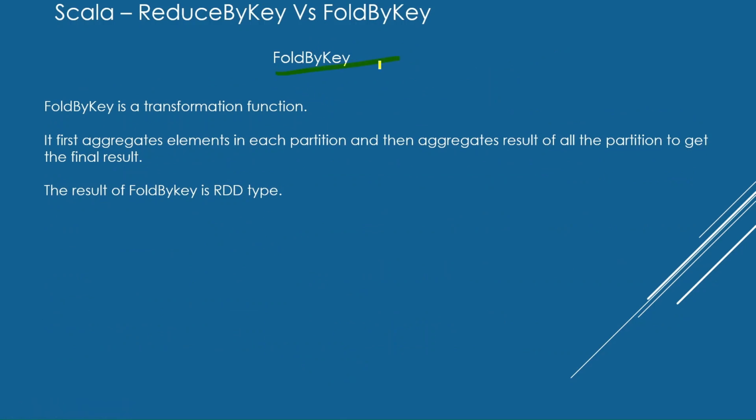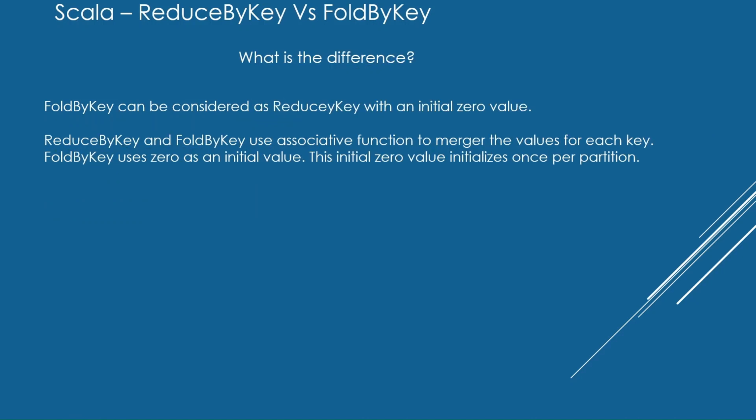Let's discuss what is foldByKey. foldByKey is also a transformation function. It first aggregates the elements of each partition and then aggregates the results of all partitions to get the final result. The result of foldByKey is an RDD type. So most of the things we generally do with reduceByKey, the same thing we can do with the help of foldByKey. Then what is the difference? foldByKey can be considered as a reduceByKey with an initial zero value.